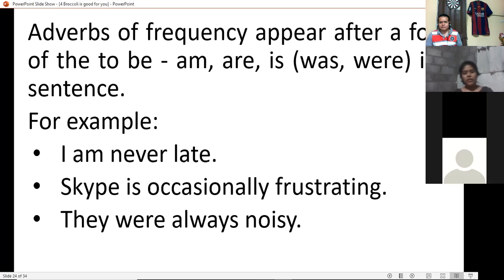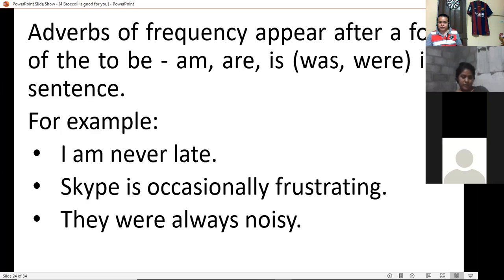Adverbs of frequency appear after a form of the verb to be: am, are, is, was, were, in a sentence. For example, I am never late. Skype is occasionally frustrating. They were always noisy.